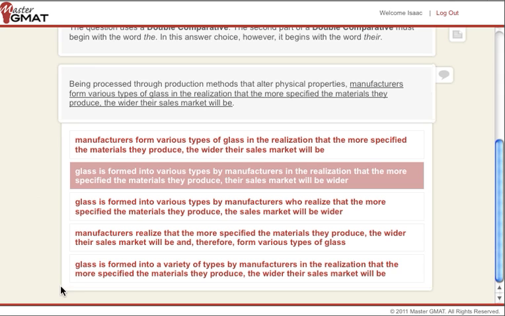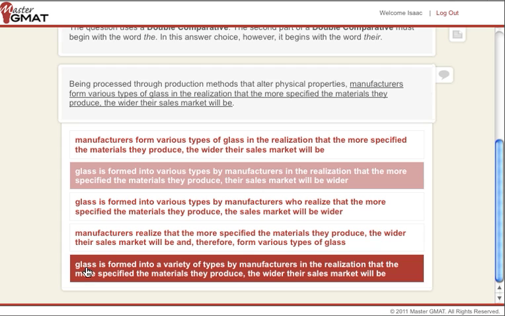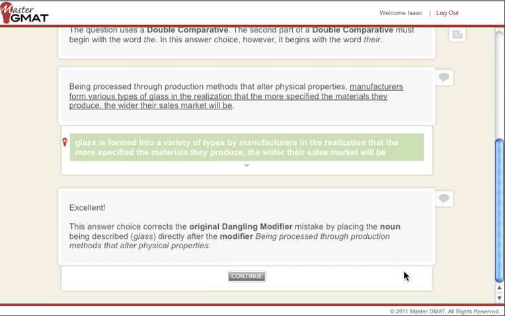Let's just take a glance at E. Make sure that everything is correct. Glass is correct over here. It's formed into a variety of types by manufacturers in the realization that the more specified the materials they produce, the wider their sales market will be. Now we have a nice parallel comparative or double comparative construction. Indeed, that should be the answer. Let's take a look. And that is it. Okay, so not only is the dangling modifier corrected, the original mistake, but also the double comparative problem that sort of crept up in the other answer choices is also corrected.